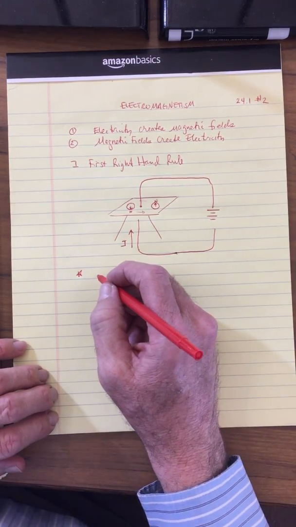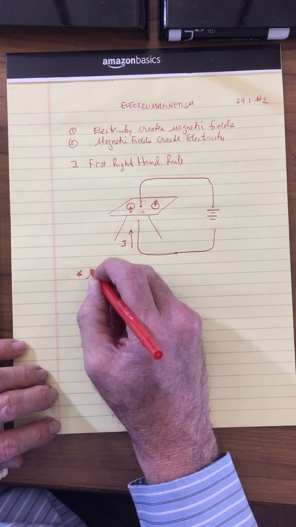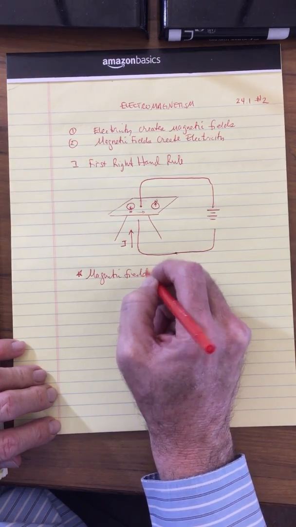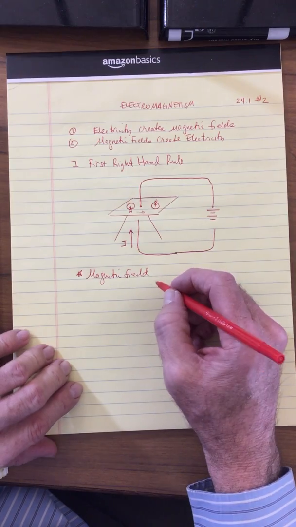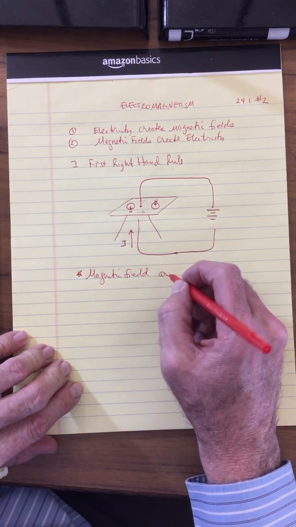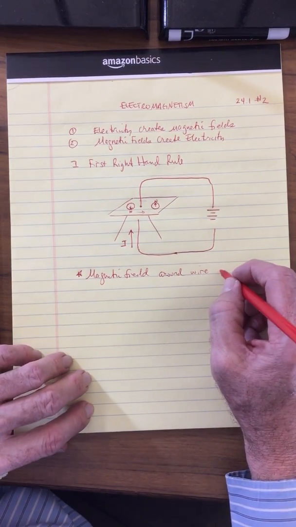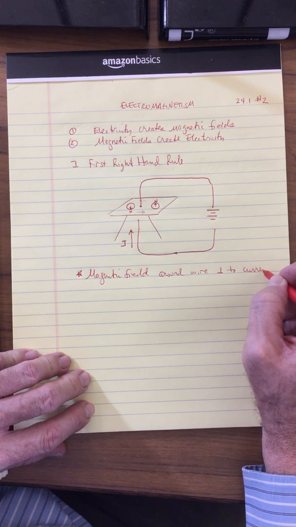So we have the magnetic field is going to be around the wire. It's going to be also perpendicular to the current.